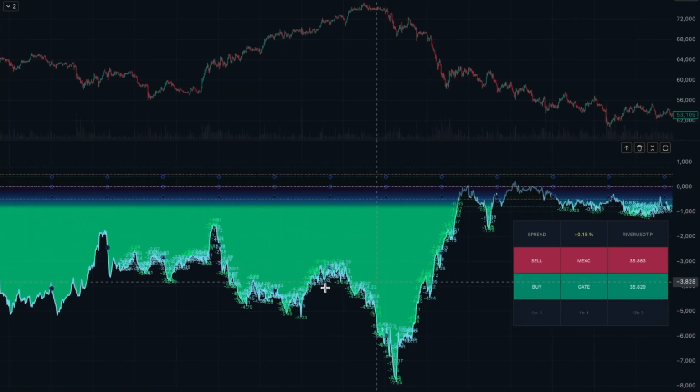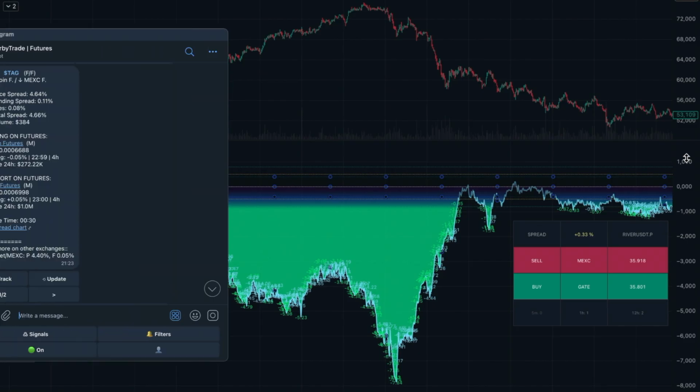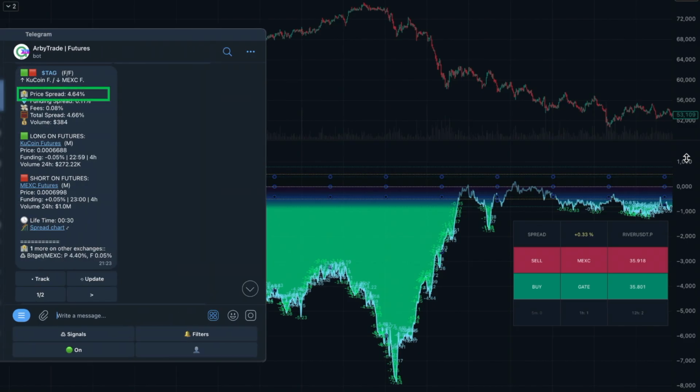This can be seen more clearly on a real spread chart using one of our arbitrage indicators on TradingView. These indicators are available to all users of any of our products. Let's look at an example with the River coin signal between the MEXC and Gate exchanges. Here we can see the history of the spread for this coin between these two exchanges. For example, we received a signal when the spread on the coin was 5%.